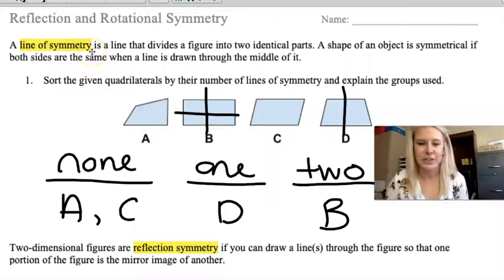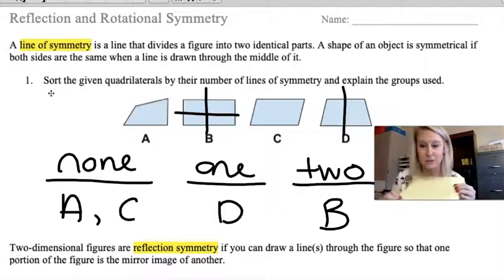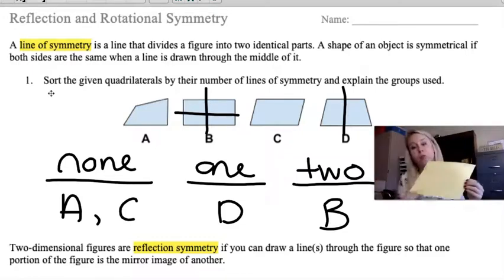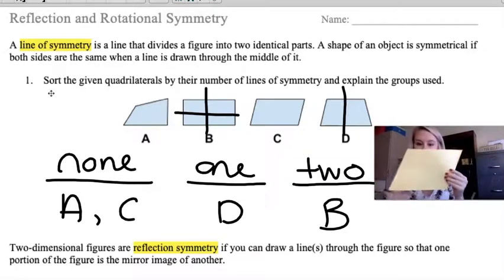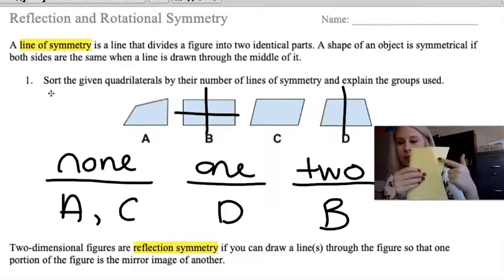So here's what I got. The following shapes do not have any lines of symmetry, A and C. I bet you picked A, but C is pretty tricky. Here's why. C is a parallelogram. If I fold it, it's not going to be the same on both sides. If I fold it hot dog style, we can see that this is not matching up exactly.